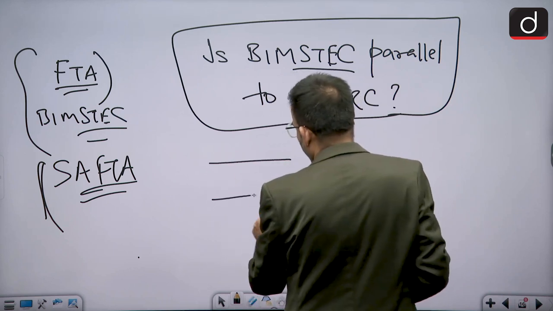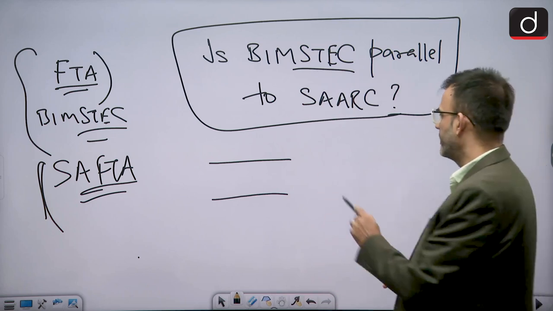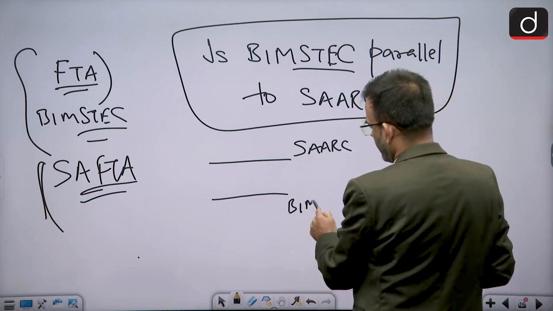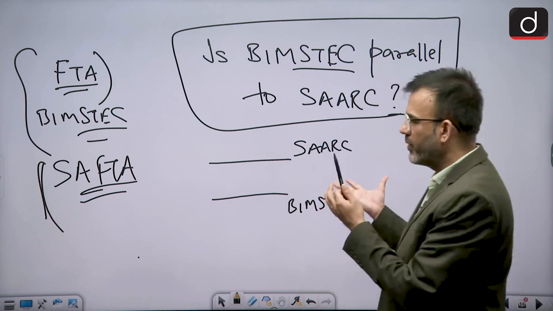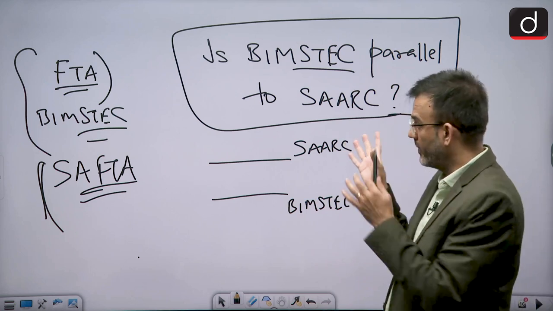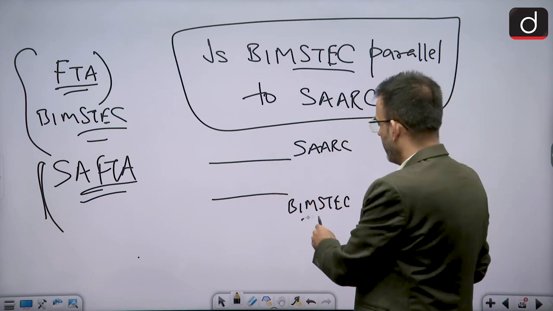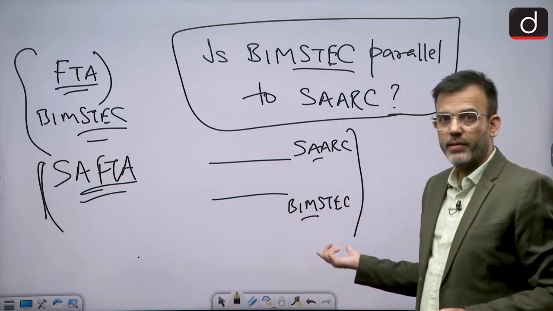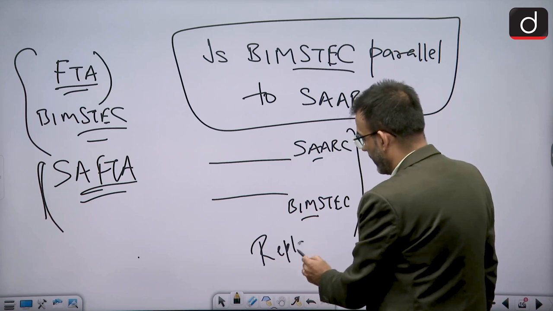Something becoming parallel is also one scenario of parallelism. If we say this is SAARC and this is BIMSTEC, and they are equal in length, I am just trying to give you an idea of what is going on inside the examiner's mind, what exactly he wants to fetch out of you. These are two parallel lines. In a political sense, this parallelism refers to the replacement of one by another.